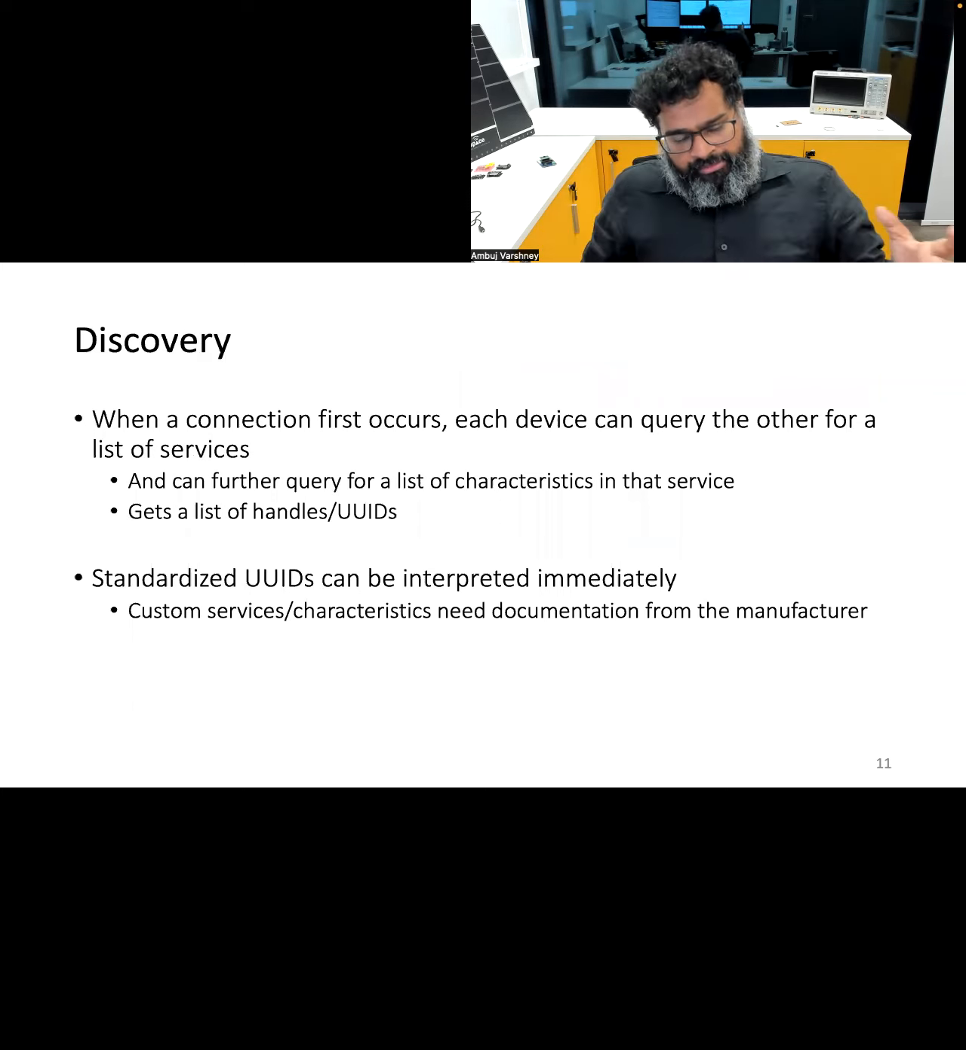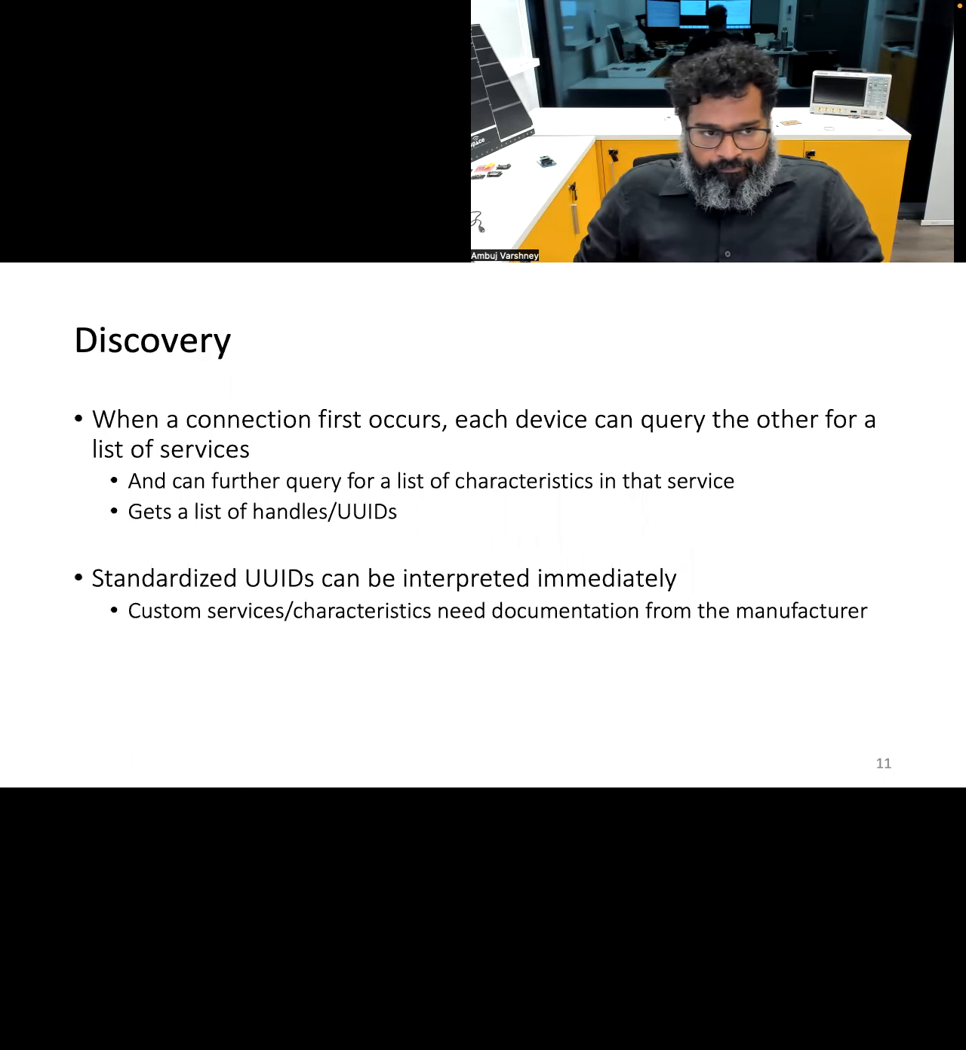So as we have briefly mentioned, how are these discovered? There is a discovery phase when the connection has been established first, where information about what the services and characteristics are is shared between these two devices. So this talks about the connection mode for Bluetooth.